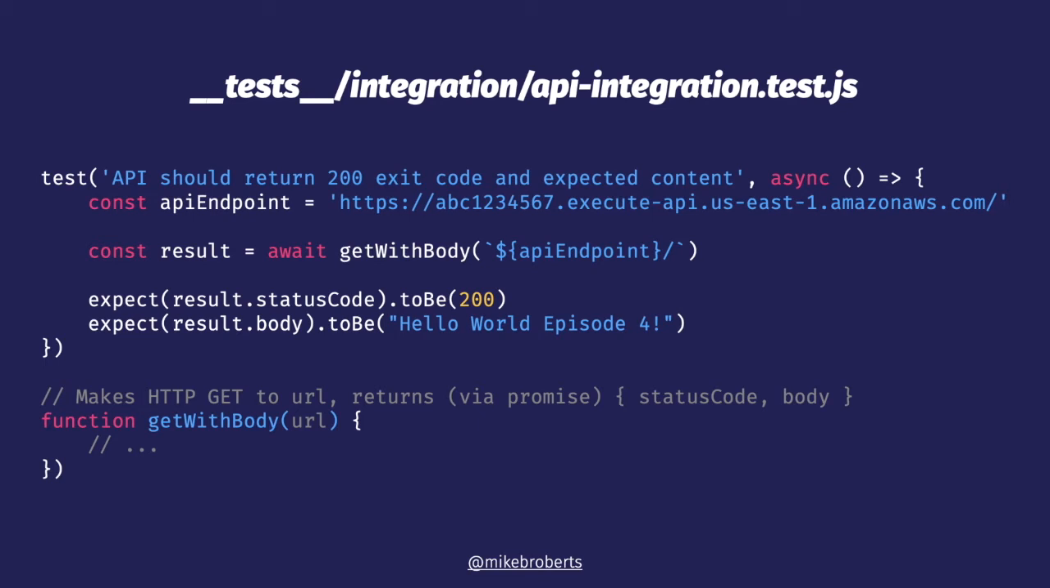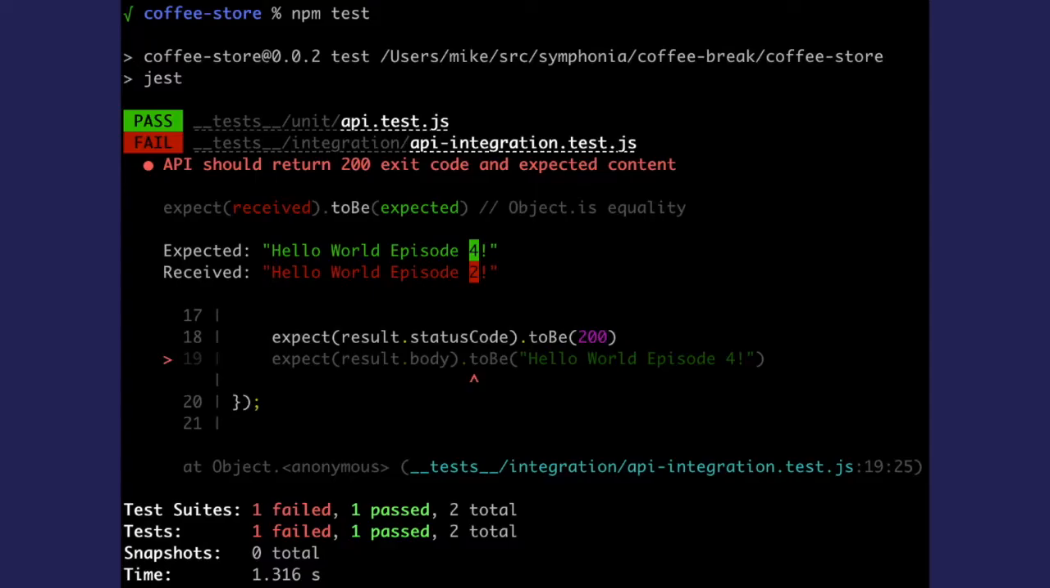First, we define the location of our API endpoint. Now, don't worry for now that this is hard-coded. We're going to be fixing that very soon. Next, we make a call to that API endpoint via HTTPS using a small utility function. And finally, we validate the response.